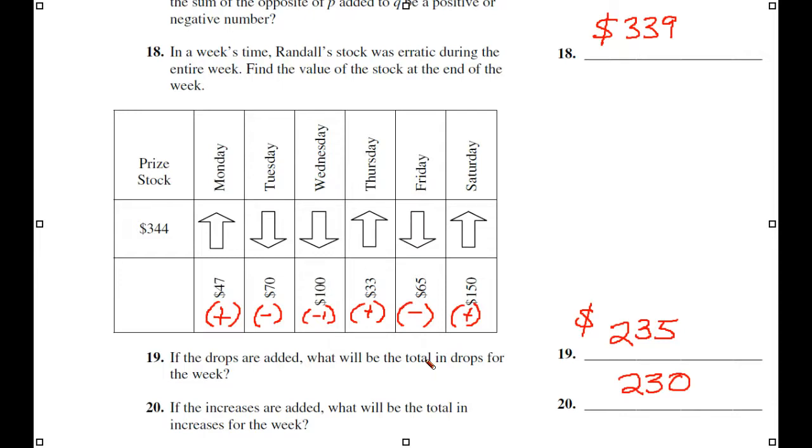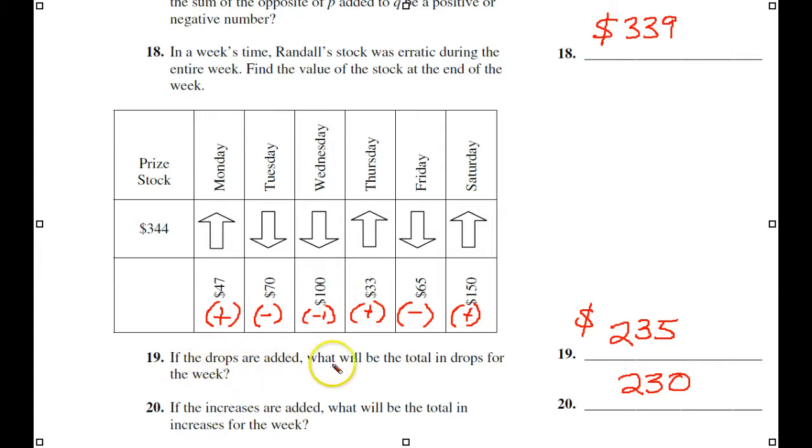Okay, for number 18, 19, and 20, we're doing some stock trades and selling and buying and prices, I guess. So you start off with 344, and then you have an increase. Then you have a decrease, an increase, a decrease, and an increase. So it says find the value of the stock at the end of the week. So put this in your calculator. These are pluses, these are minuses, and you end up with this.